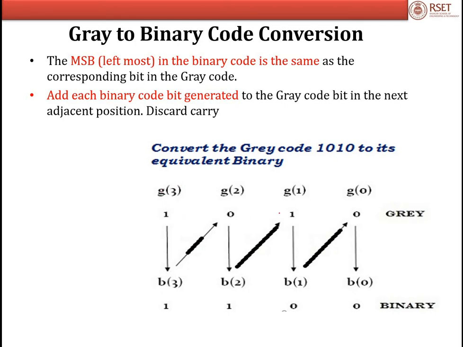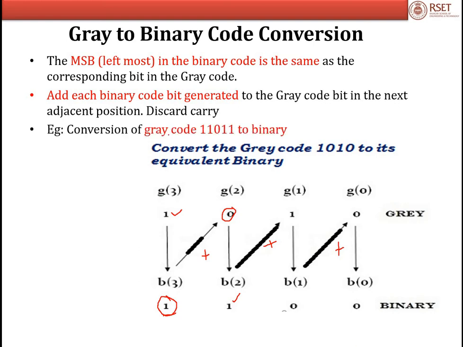A gray code is given, that is 1010. So its bits are clearly shown. So the first step is the MSB is going to be the same. So it's written as such. So next what we are going to do is the binary bit that is generated, it will be added with the adjacent gray code bit. So 1 plus 0, you will get 1. Again 1 plus 1, you will get 0 with carry 1 omitted. Again 0 plus 0, you will get 0. So the final result is 1100.